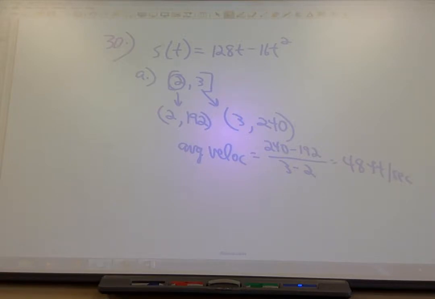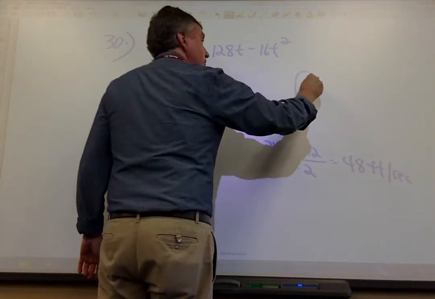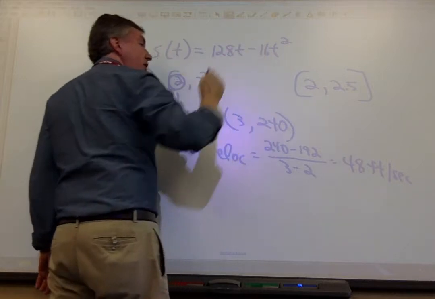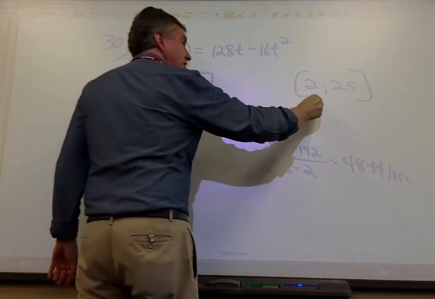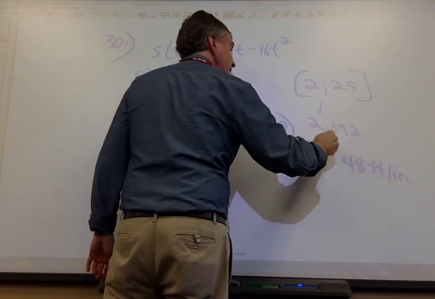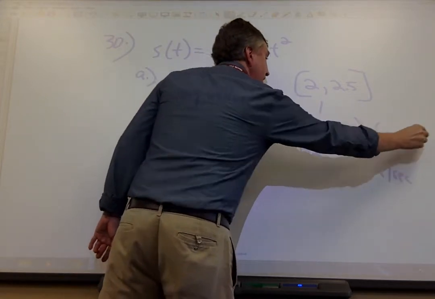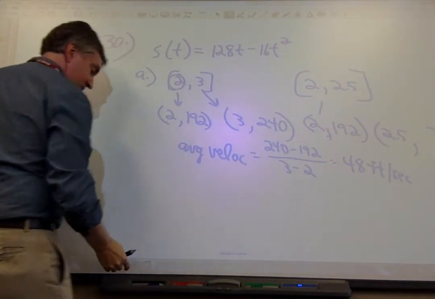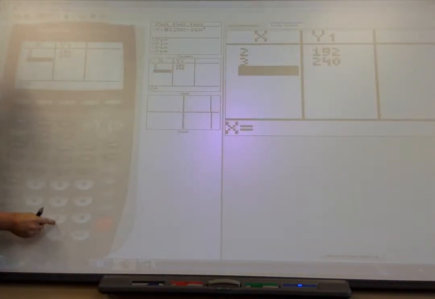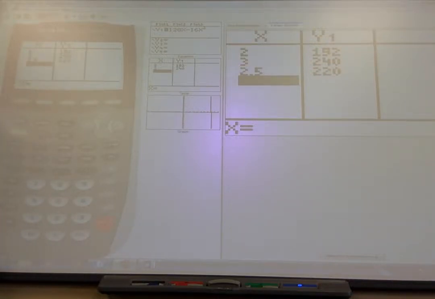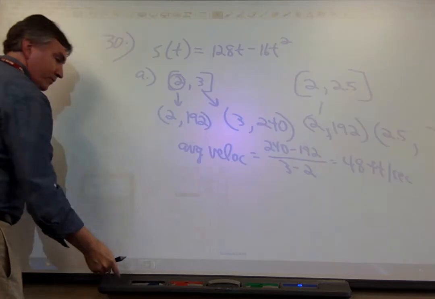If I did 2 to 2.5 seconds, between 2 and 2.5, these are my t values that I'll plug in to get the ordered pairs. So if t is 2, we already saw it was 192, didn't we? But let's go back to our table, and if t is 2.5 here and here, if I plug in 2.5, do you agree with that 220? Okay.